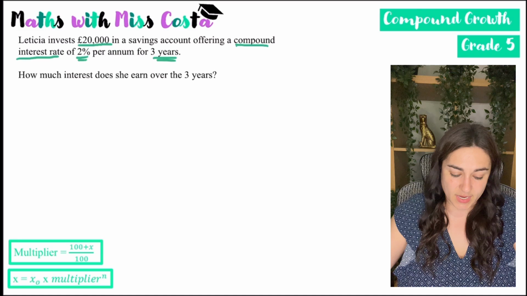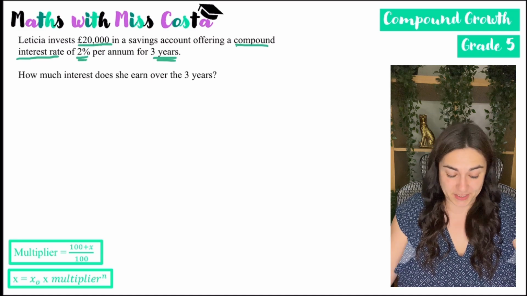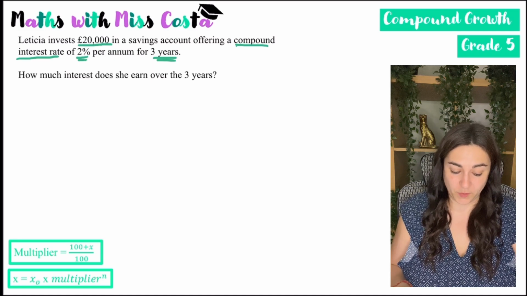Now, this is a non-calculator question. If this was a non-calculator question, there's a few ways we can attack it.